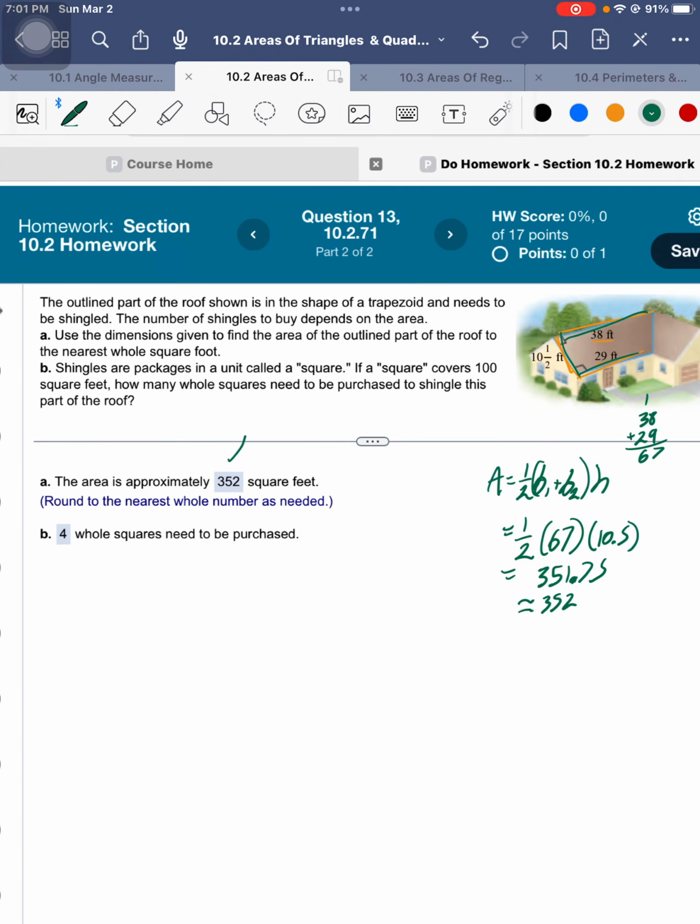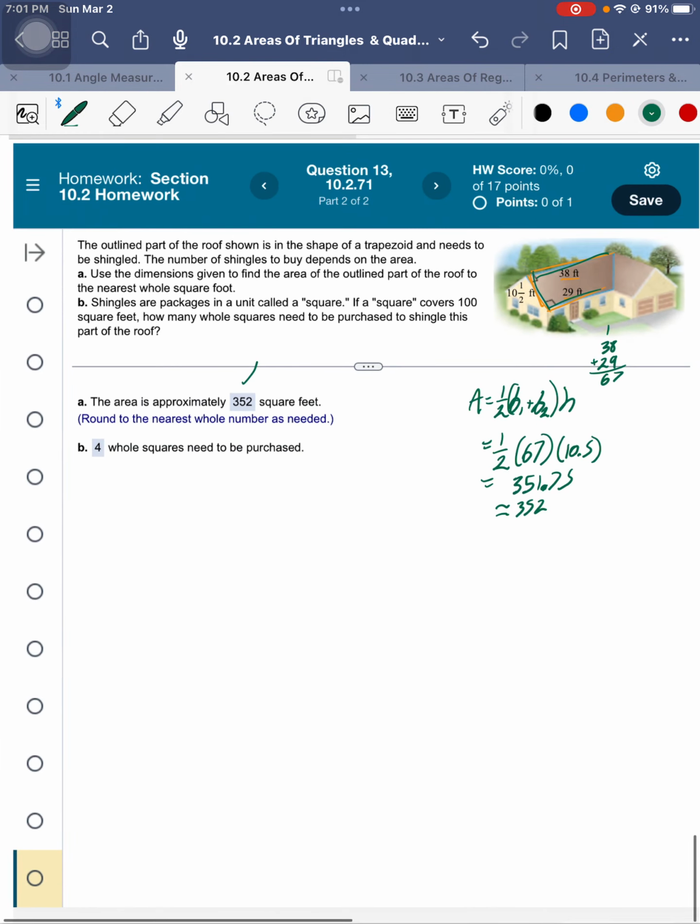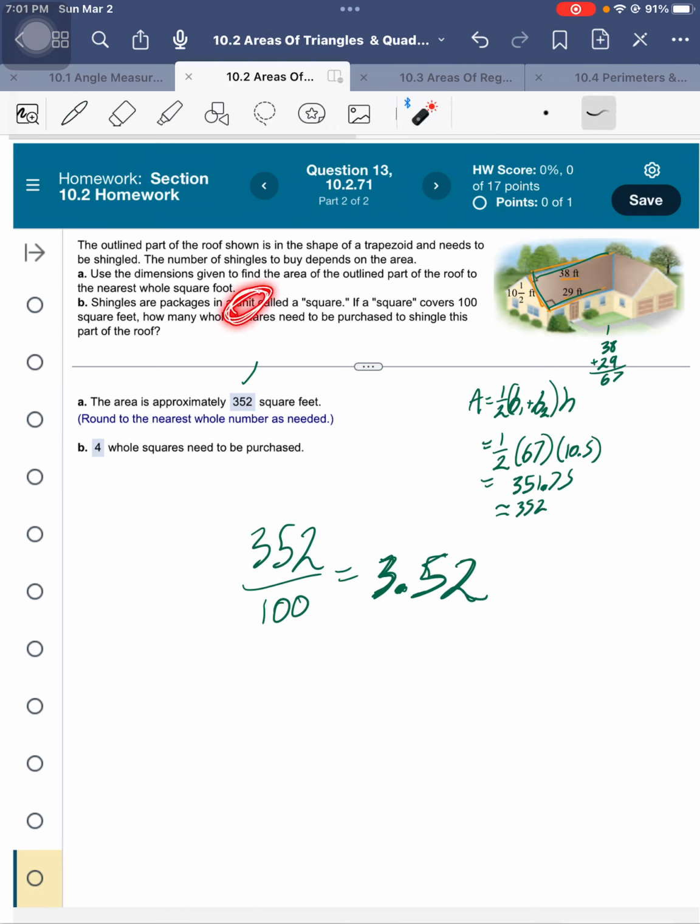Okay. Now, B: shingles are packaged in a unit called a square. If a square covers 100 square feet, how many whole squares need to be purchased to shingle this part of the roof? All right, so we gotta do 352 divided by 100, which is gonna equal 3.52. But can I buy 3.52 amount of shingles? Did they say that I can buy portions? No. It can only be bought in units. So that means if I buy 3 units of shingles, I won't have enough. I'll have 300. But if I buy 4, then I'll have 400.